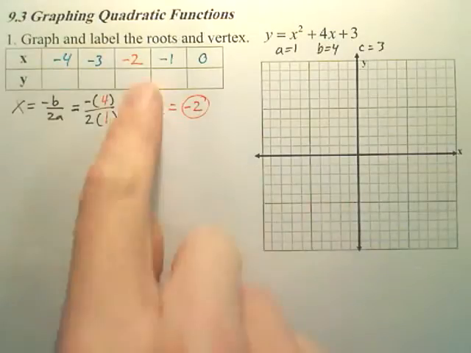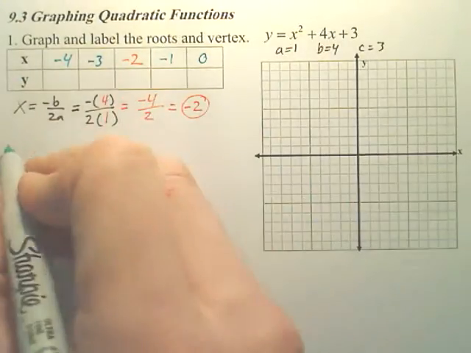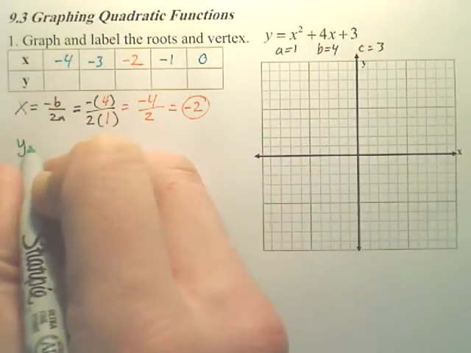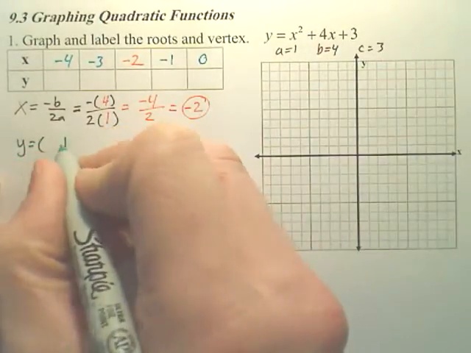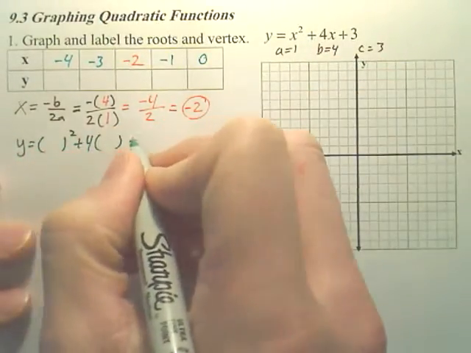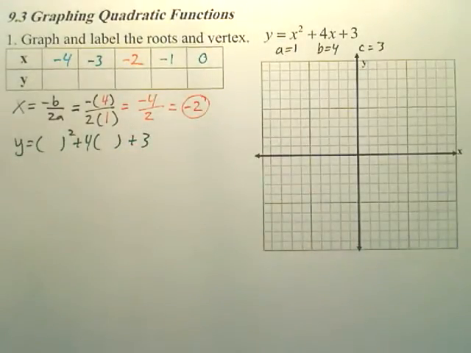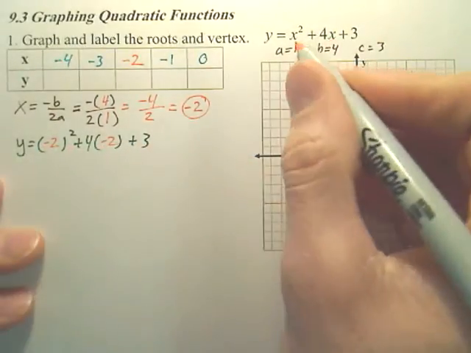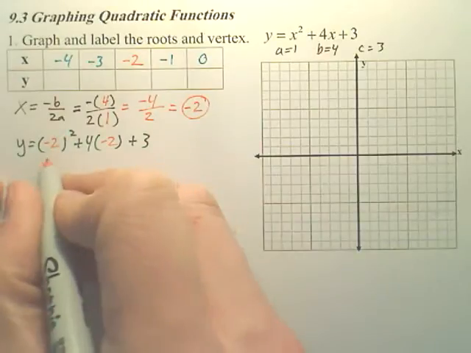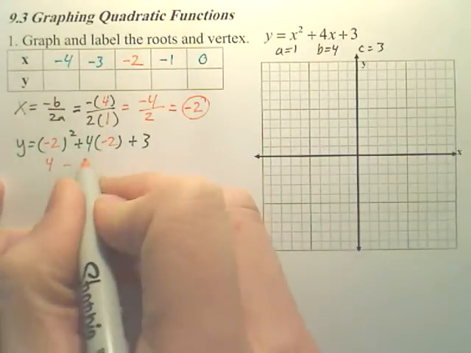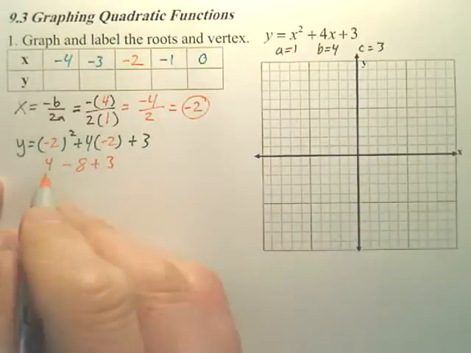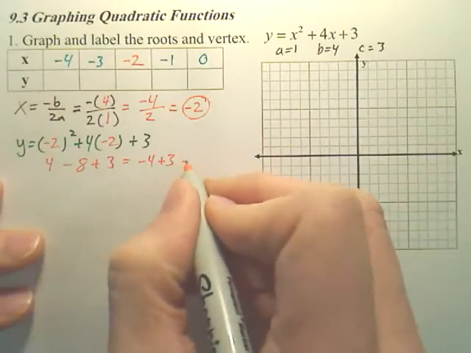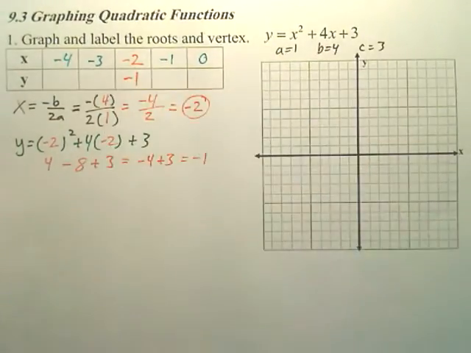Okay, now I need to find the values below this. I need to find my outputs. So, for when I plug in negative 2, I got y equals, here's the equation, I'm going to put blanks at certain spots, and I'm going to plug in the negative 2. So there's the equation, and in the x places I put negative 2. Negative 2 squared is 4. 4 times negative 2 is negative 8, plus 3. And then 4 minus 8 is negative 4 plus 3. So negative 4 plus 3 equals negative 1. So that would be negative 1.